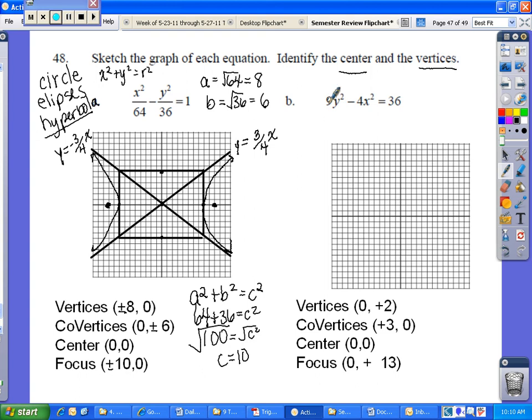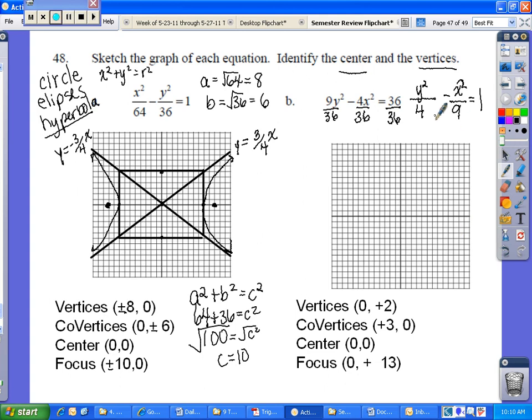Okay. Now looking at B, again, we said that this was also a hyperbola because of the minus sign. The difference here is that I have a 9 and a 4 as a coefficient, so I first have to get rid of those, and a hyperbola's equation should also be equal to 1. So I have to divide by 36 to get that equal to 1. And if you notice, what that does is that now makes my equation y squared over 4 minus x squared over 9 equals 1.